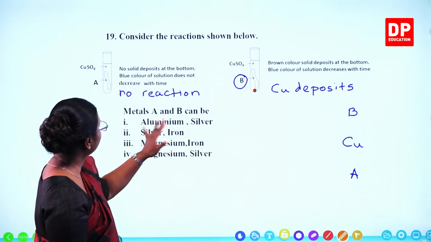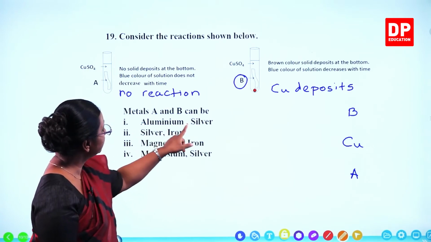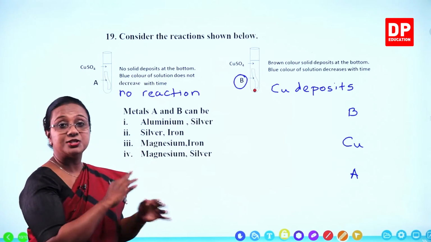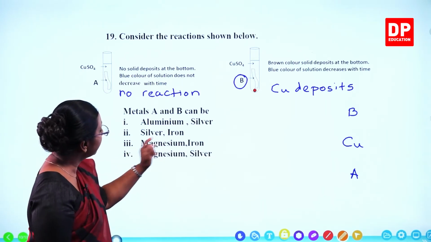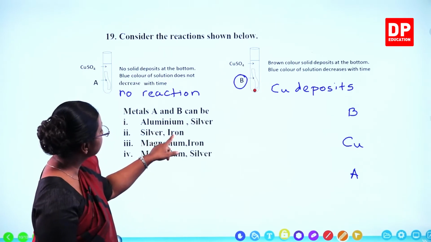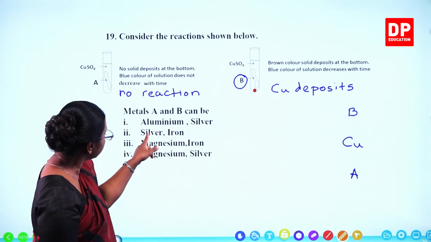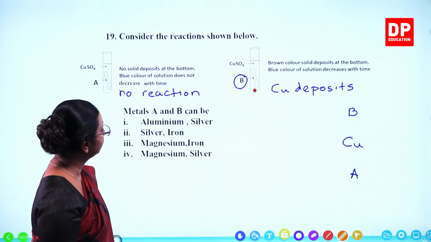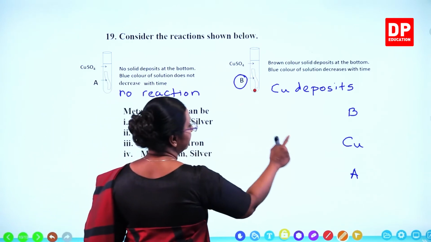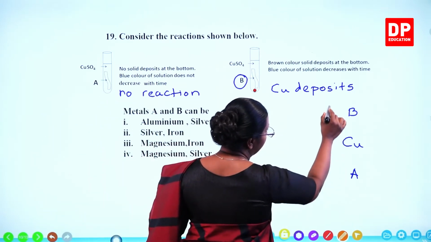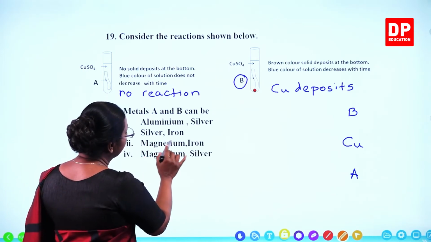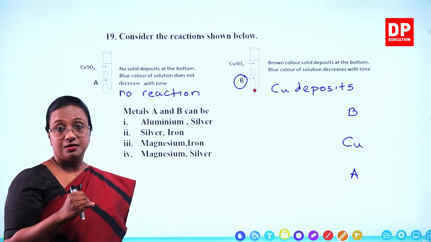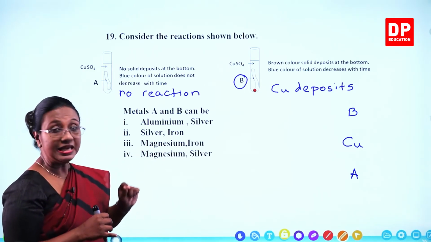So, if you look at A and B. Aluminium, silver. Aluminium is above iron, silver is below iron. So, it has to be the other way around. Silver, iron. Now, you can see iron is again above. Silver is below. So, silver below, iron above. That is correct. So, silver is somewhere below copper and iron is above copper. Magnesium and iron. Now, magnesium and iron both are above copper. So, it cannot be A.